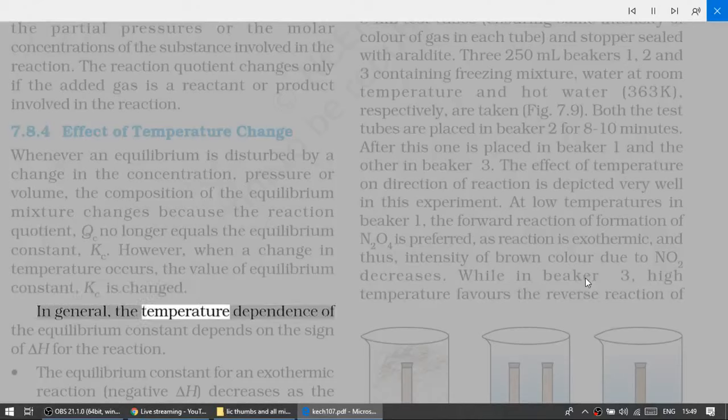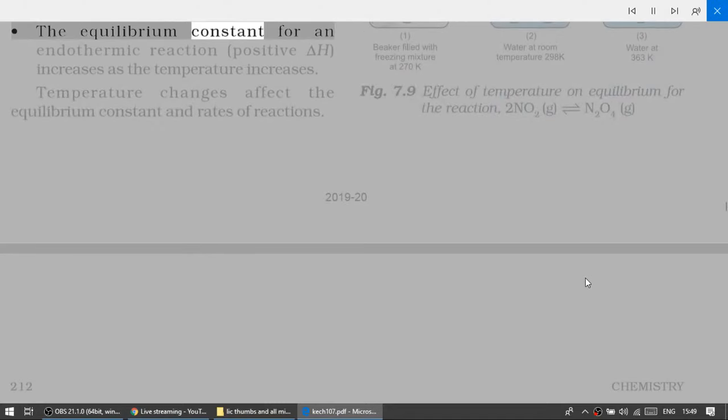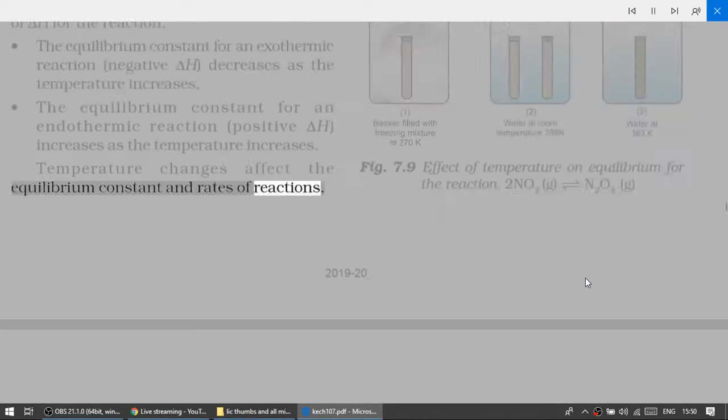In general, the temperature dependence of the equilibrium constant depends on the sign of ΔH for the reaction. The equilibrium constant for an exothermic reaction, negative ΔH, decreases as the temperature increases. The equilibrium constant for an endothermic reaction, positive ΔH, increases as the temperature increases. Temperature changes affect the equilibrium constant and rates of reactions.